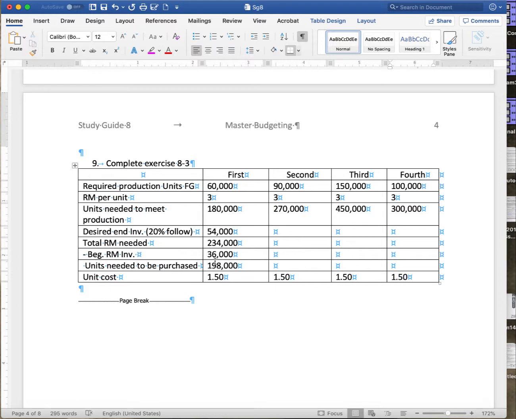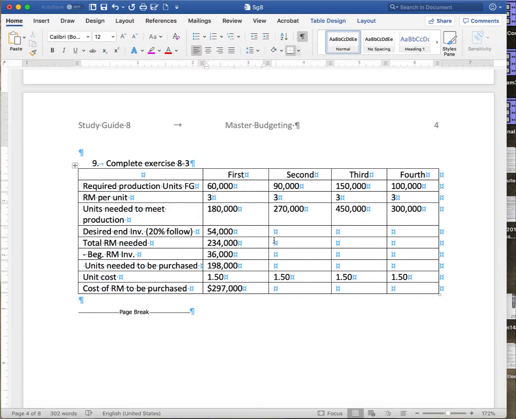Okay, tab down so we get another row. Now we have the cost of raw material to be purchased. And to figure that out, we take the 198,000 times $1.50. That gives us $297,000. Okay, so let's look at the second quarter.